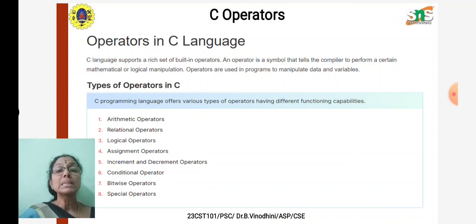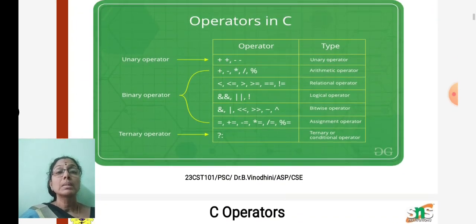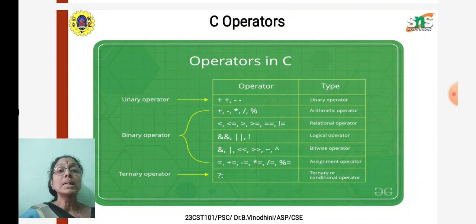In today's class we will see the arithmetic operators with an example, and what the relational operators and the logical operators are. This slide shows the classification of operators, whatever I told in the last slide. They are again termed as unary, binary and ternary operators.